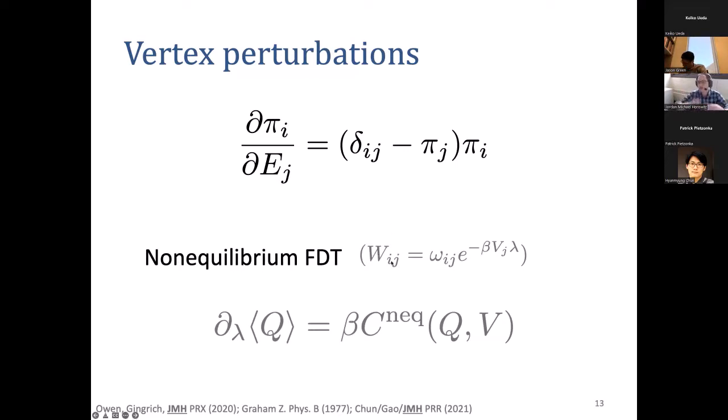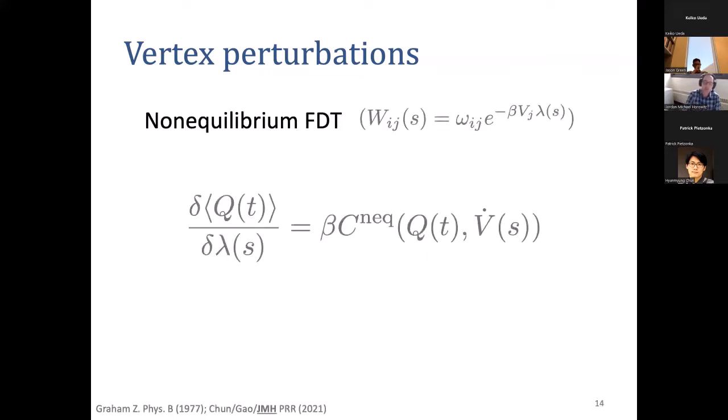And in fact, we can leverage that by imagining that our transition rate matrix is perturbed in such a way that we're only changing these vertex parameters. In which case you can show that the fluctuation dissipation theorem holds identically out of equilibrium, where the response is now the non-equilibrium correlation between the quantity of interest and the original conjugate parameter. Now, we originally showed this for discrete state systems.